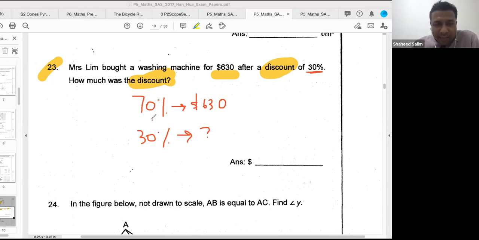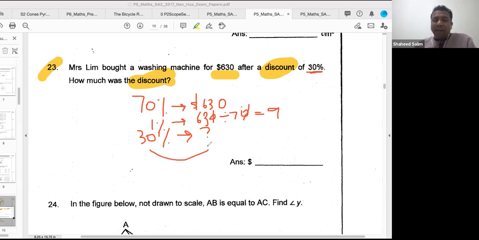You can find even 1% if you want to. You can find 1%. So you divide 630 by 70. 63 divided by 7, you get 9. 1% is $9. What is 30%? Times 9. 3 times 9 is 27. Add a 0, 270. In the end, I've done it for you.